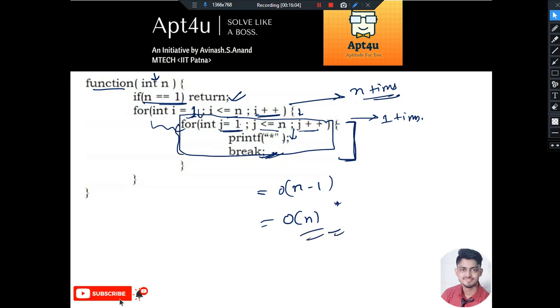Why was this not n squared? Because it had a break statement. Since it has a break statement inside the loop, it will iterate only once for j is equal to 1, and then it will break, in the sense it will go out of the second for loop. Again you will have i equal to 2, you will enter, again for j equal to 1 it will print, again it will break. So for every value of i it is iterating only once, and the overall time complexity will be n into 1, that is order of n.